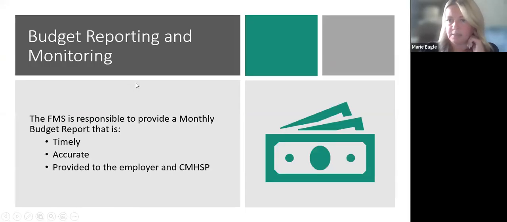All right, so now we're going to get into some samples of the budget reporting and monitoring. And again, as we have probably reiterated multiple times, this is a crucial tool in these arrangements. The FMS is responsible to provide a monthly report that is timely, accurate, and provided to the employer and the community mental health service provider. So as I said before, if you're struggling to get this report done and sent out in a timely manner, I would encourage you to work with your FMS provider and lean on your contract language, because that is typically in your contract as a requirement.